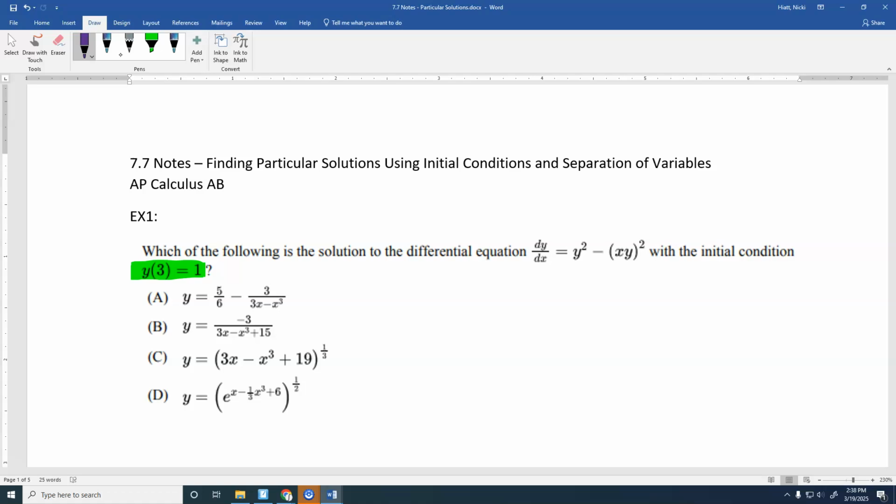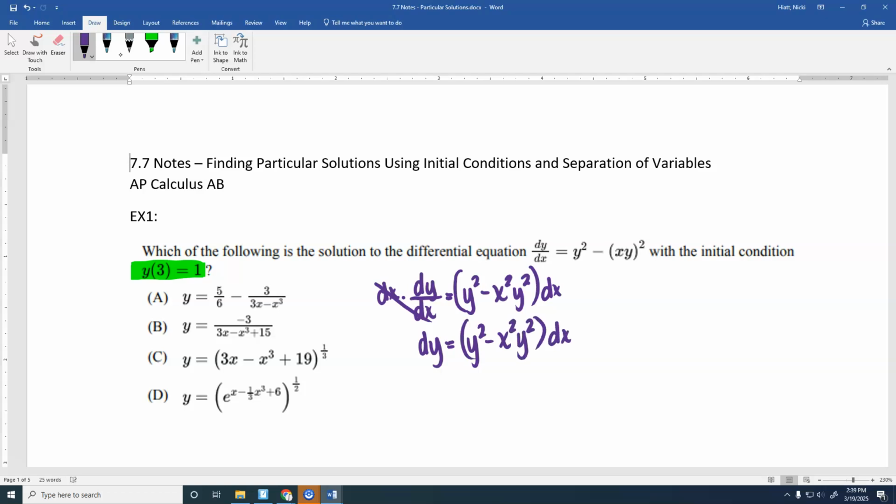So in this case, this one's a little hard to separate. We've got dy over dx equals y squared minus xy squared. Any ideas on separating that? I'm going to write it y squared minus x squared y squared. So I could multiply by dx. I'm going to have to do that every time, pretty much. So dy equals y squared minus x squared y squared dx.